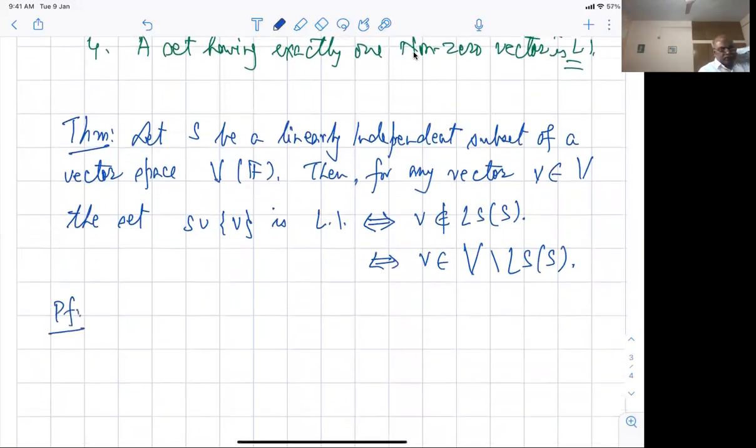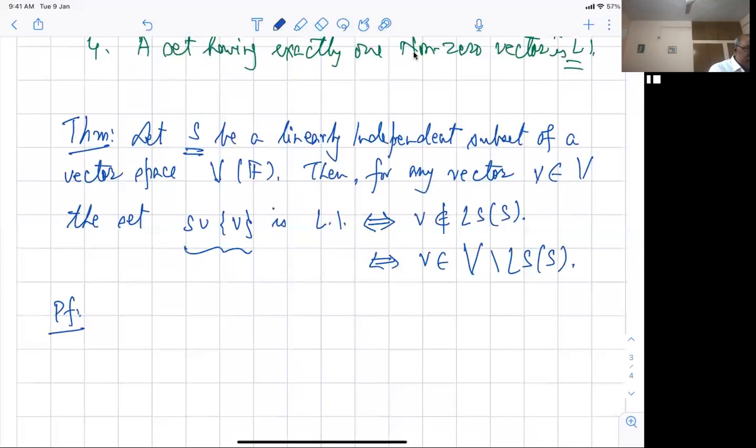So we are saying that I have LS of S and I am trying to add one extra vector. So I'm trying to increase the size of the set S. Fine. S is already linearly independent. I want to increase the size of the linearly independent set. I want to look at when I can say that the addition of one extra vector will also give me linear independence.